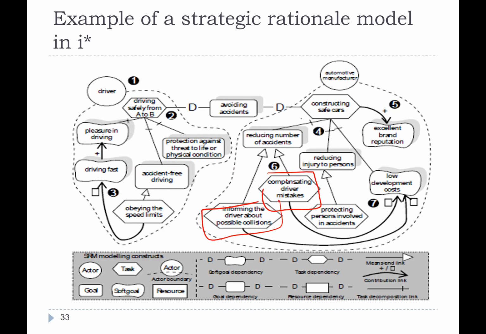I have to inform the driver about possible collision. This is the way I'm reading it. It's very easy. And I noticed that when I'm doing those two tasks over here, they happen to negatively, let's put the negative sign here, negatively impact my soft goal of low development cost. Because naturally, the more features I'm gonna develop in order to compensate for driver mistakes, in order to inform the driver about possible collision, that means I have to put extra work to enable and to create and deploy these features and test these features and so on. And when I do this, this is gonna increase my cost.